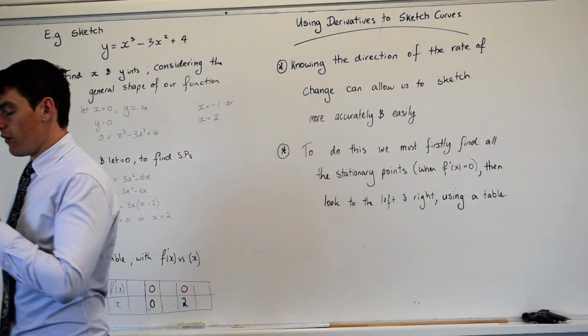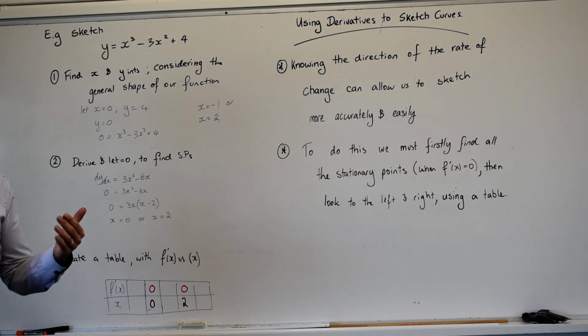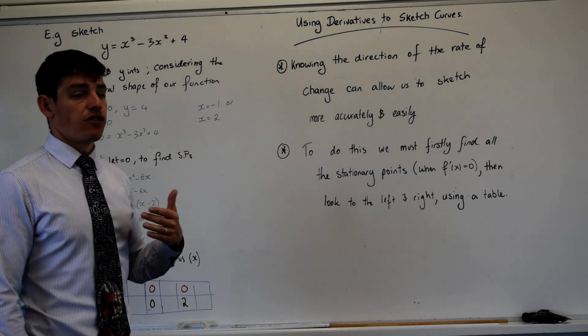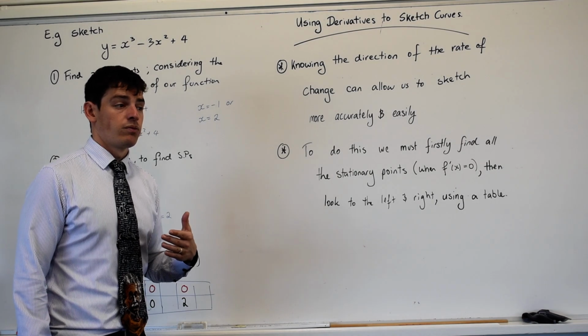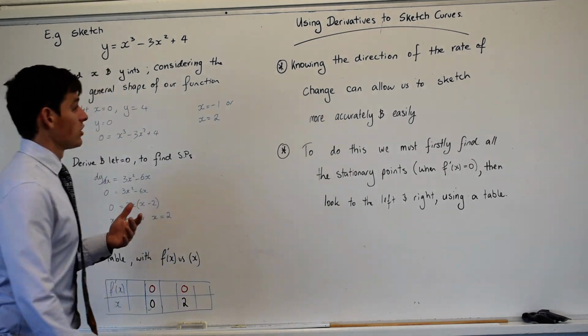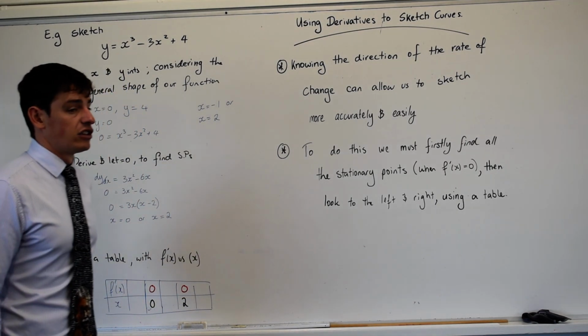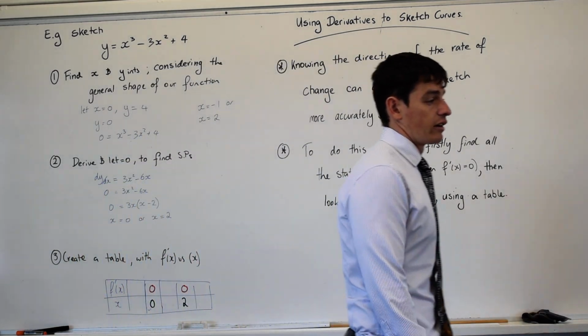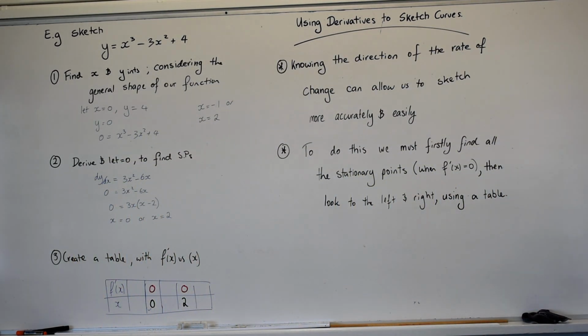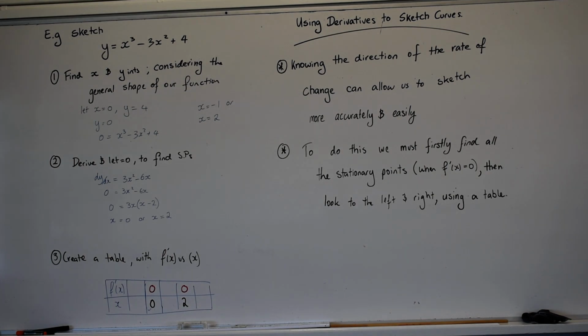And with our derivative we find all our stationary points first, and then we pick some values to the left or the right so we know what's happening between. So when we look at these stationary points, sketch any function you like on your page, it's got to have more than one stationary point. Doesn't have to be accurate, just a random shape.